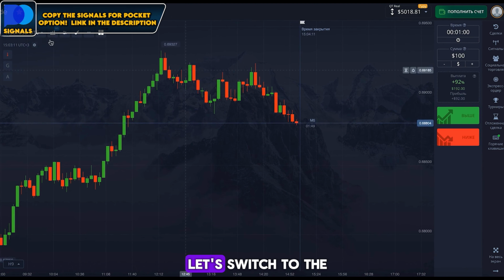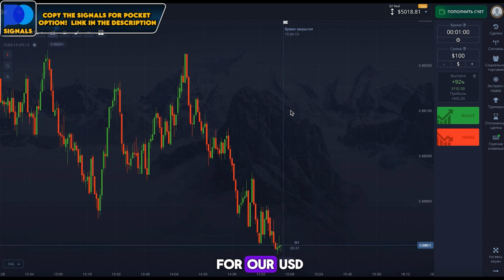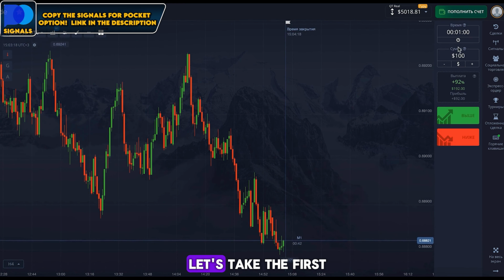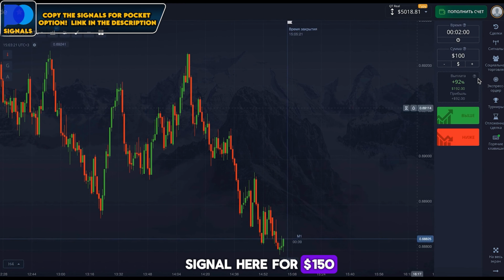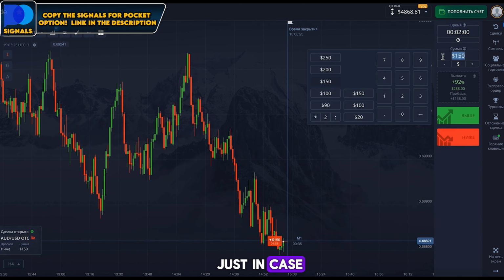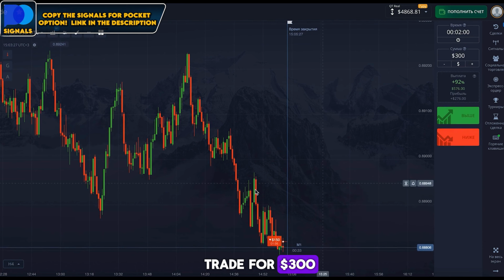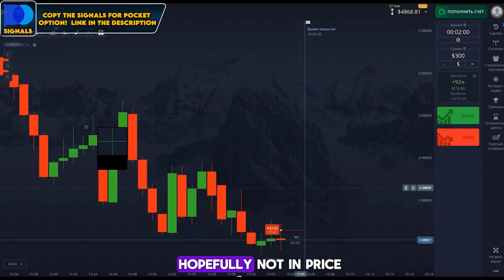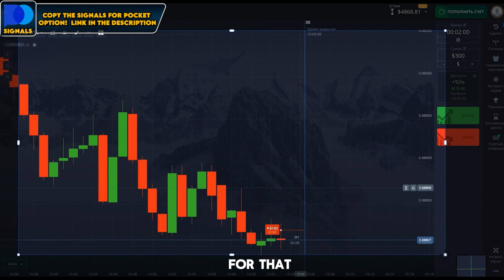Look, in this case, let's switch to the 1 minute time frame for AUD. Here we understand that we can trade for a downward movement. Let's take the first signal here for $150 for a downward movement. Just in case, I'll prepare a recovery trade for $300. If the trade doesn't go through, we'll have a correction, hopefully not in price. It happens, I'm ready for that.